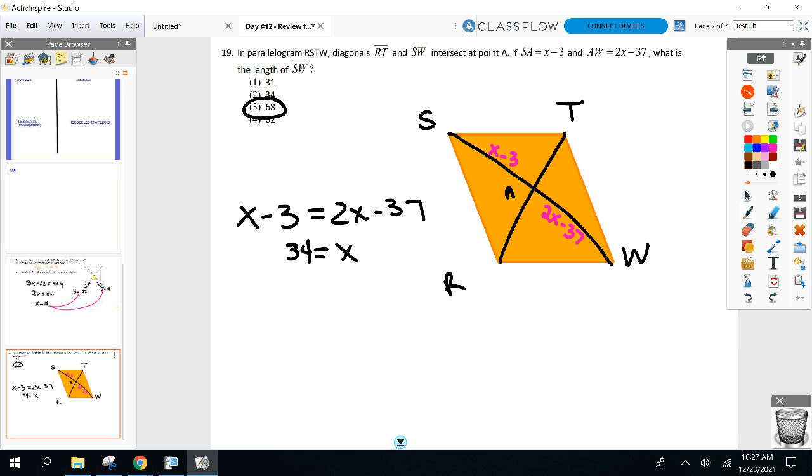So one diagonal should be 31, correct? And that's even a choice up there to suck you in. Now double 31 and we should get, there we go, 62. We're good. Questions? All right, let's keep grinding away.